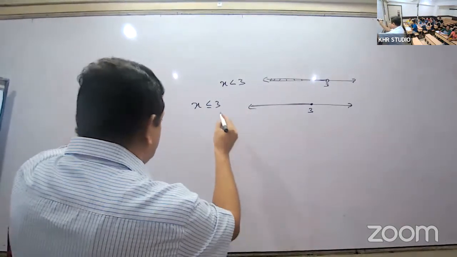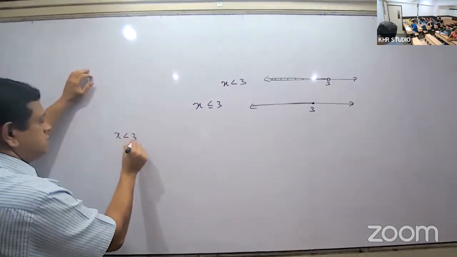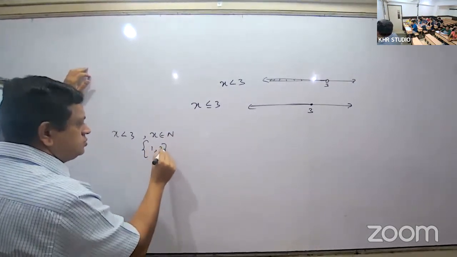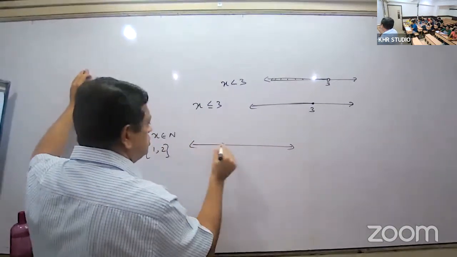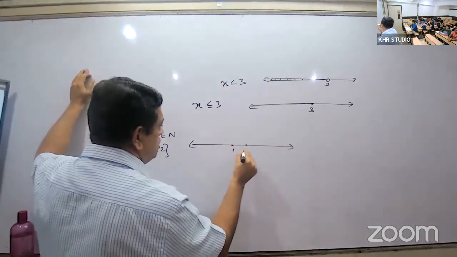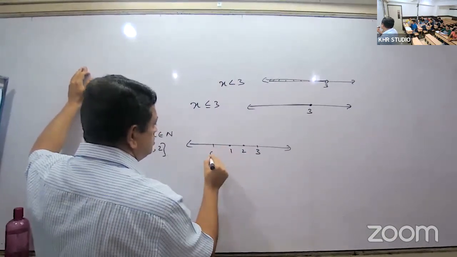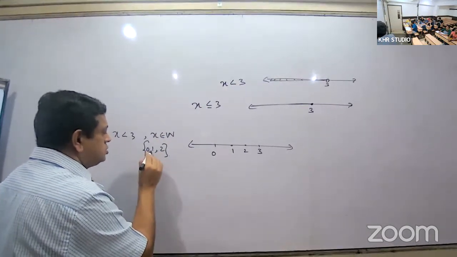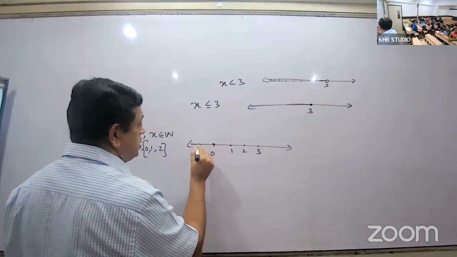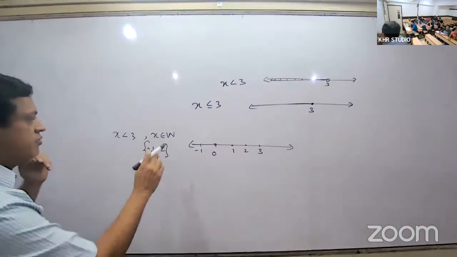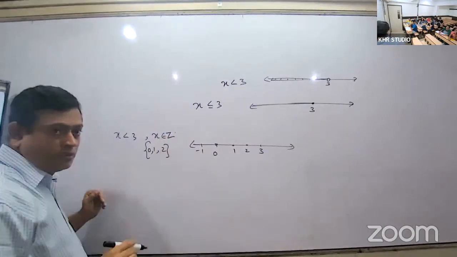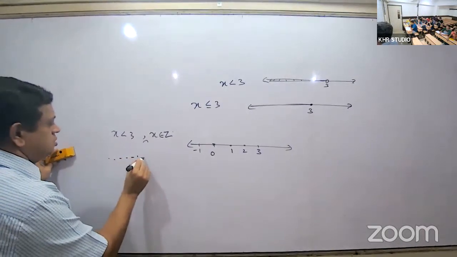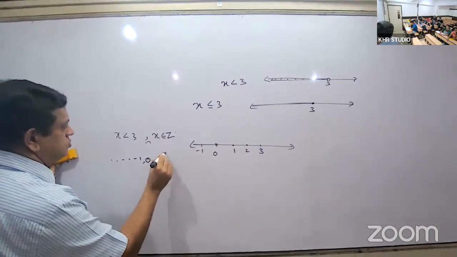Now, in this one, suppose it is the same question: x less than 3, x belongs to N. What is the solution set? 1, 2. Therefore, you will put circles on 1 and 2. Then if it is W, 0 is also included, so mark 0 also. If it is Z, then what do you do? Etc.: -1, 0, 1, 2 also.